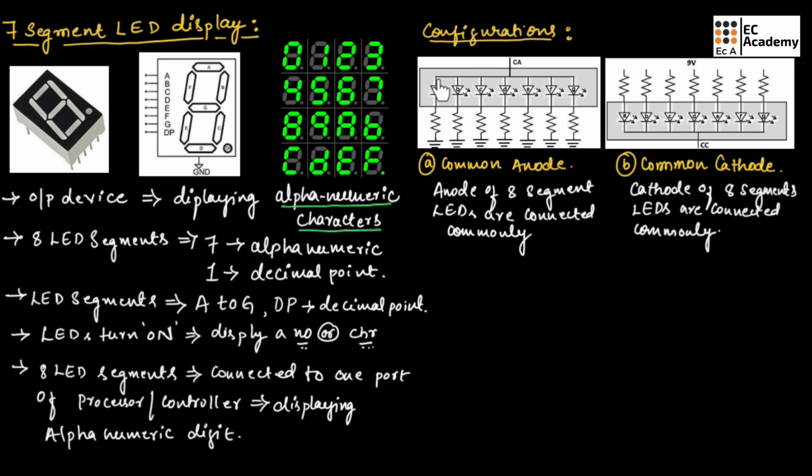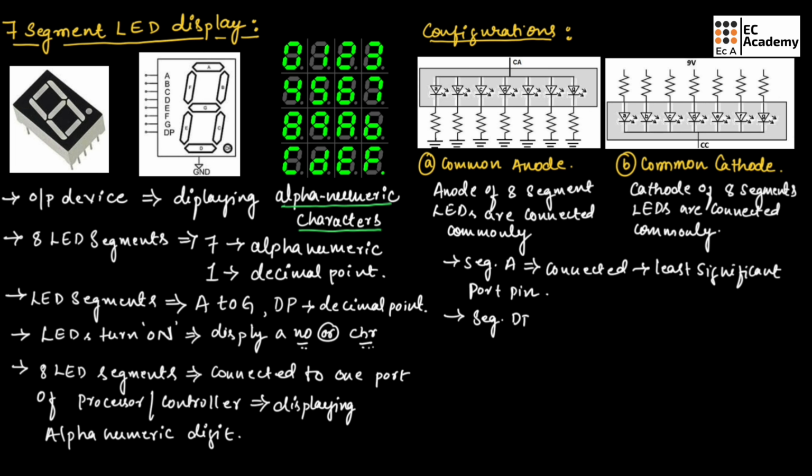In both configurations, segment A is connected to the least significant port pin of the microcontroller and DP is connected to the most significant port pin of the controller. Segment A is connected to the least significant port pin of a controller and segment DP is connected to the most significant port pin of the controller.